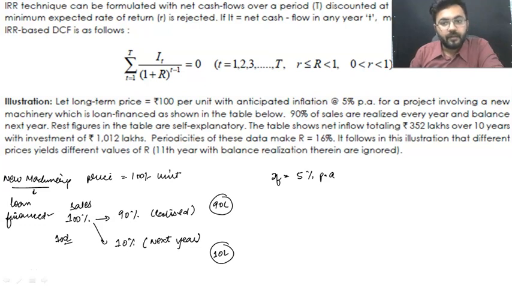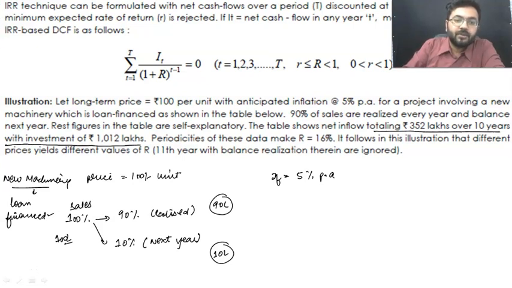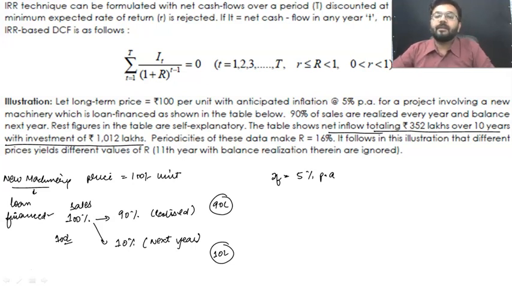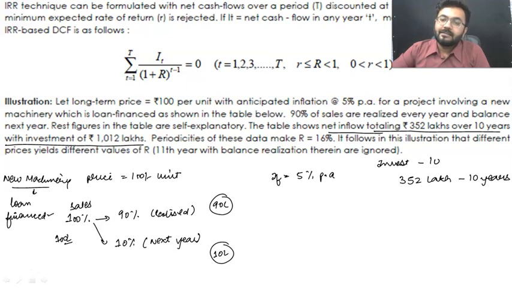following year. Now over here, there will be a table totaling 352 lakh rupees over 10 years with an investment of 1012 lakhs. That means there is going to be an inflow of 352 lakh rupees for the next 10 years, if you invest 1012 lakh. Now, these periodicities tell you that the rate of return is 16% per annum.